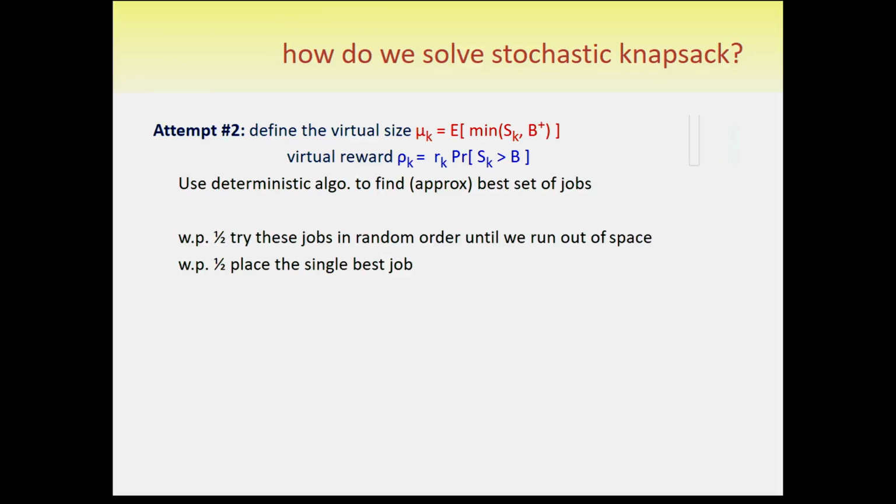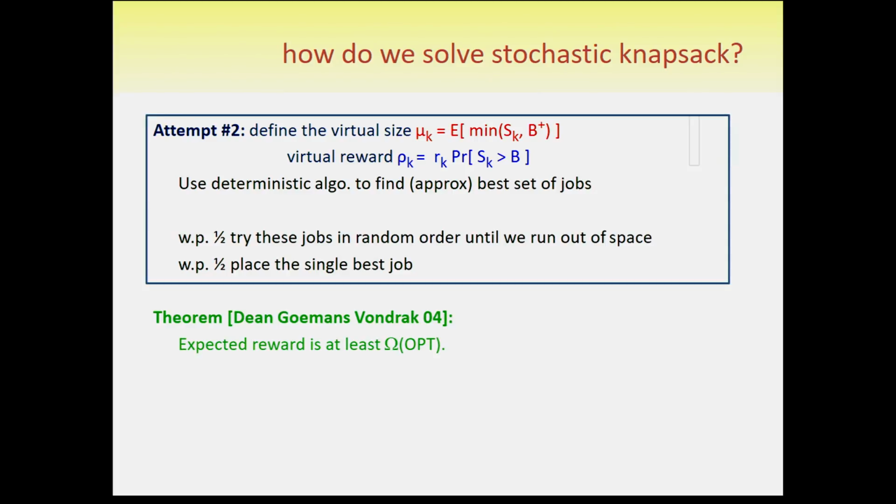Morally, you should just think of this. Don't worry. Okay? And this was a very nice theorem due to Dean, Goemans, and Vondrák. And they showed that this is a constant approximation. As in, this gets a constant factor of the optimal reward. And the optimal, remember, is the reward of the optimal decision tree.